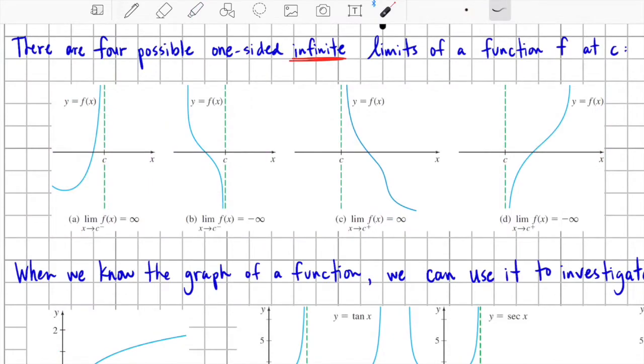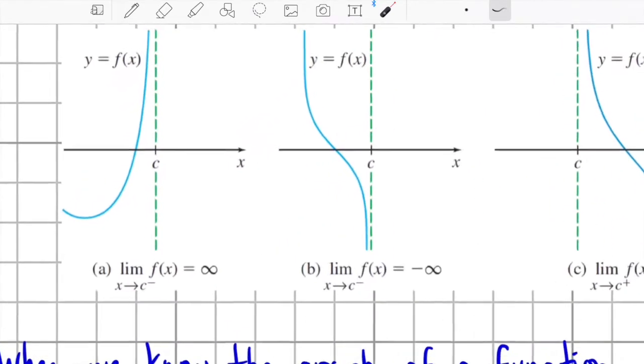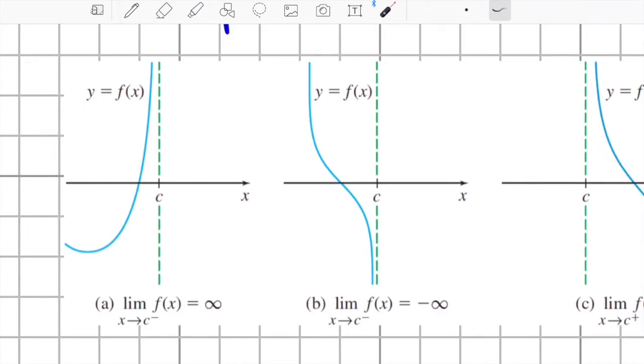Okay, so when you take one-sided limits, there are 4 possible one-sided infinite limits of a function f at c, meaning this. For example, if we approach c from the right, one possibility is that my graph is increasing without bound, and therefore it goes towards infinity. So the limit as x approaches c from the left of f of x is infinity, meaning it doesn't have a y value or an actual value, because infinity is not a number.